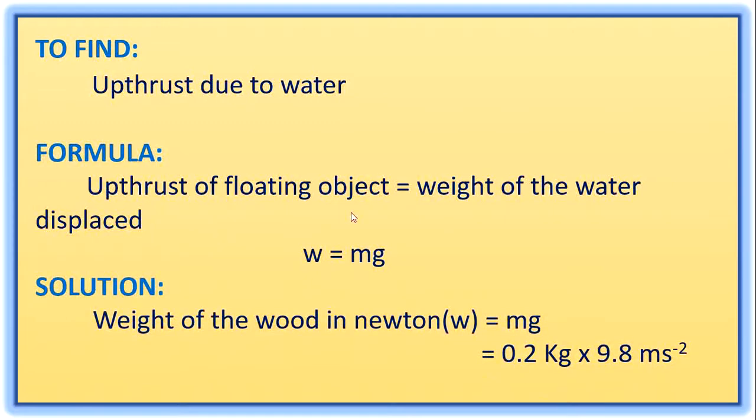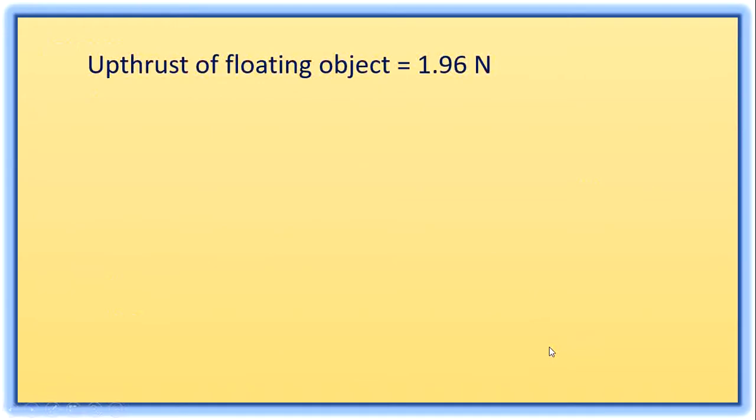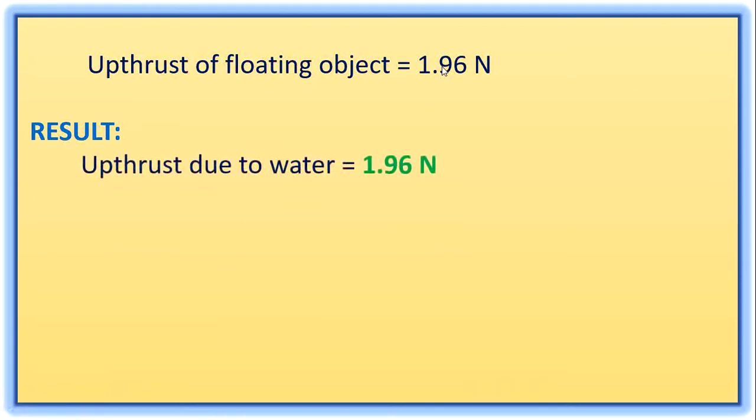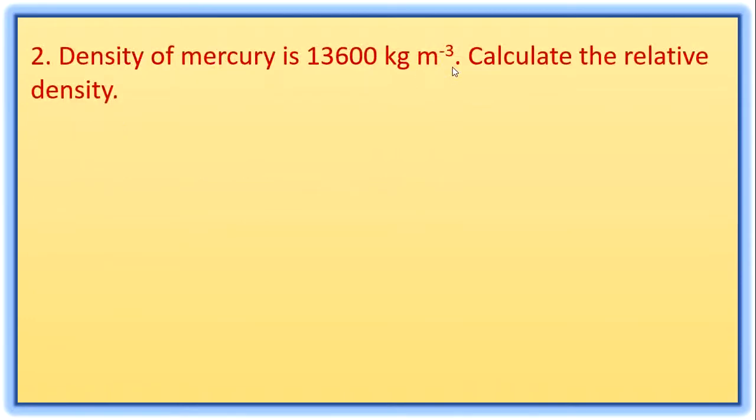Solution: weight of the wood in Newton, W is equal to mg, mass is 0.2 kg, and acceleration due to gravity 9.8 m s^-2. Now, when we multiply 0.2 and 9.8, we get 1.96 Newton. So, upthrust of floating object is equal to 1.96 Newton. So, we get the result: upthrust due to water is 1.96 Newton.